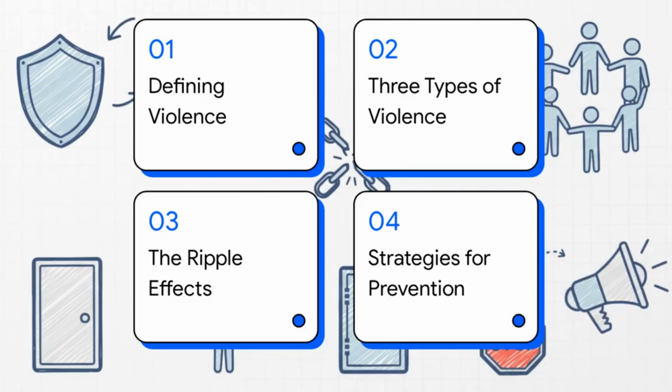We're going to start by getting a really clear definition of workplace violence, so we're all on the same page. Then, we'll look at the 4 different types it can take. From there, we'll explore the real costs, the ripple effects that spread out from these incidents. And finally, we'll get to the most important part: what we can actually do to prevent it.